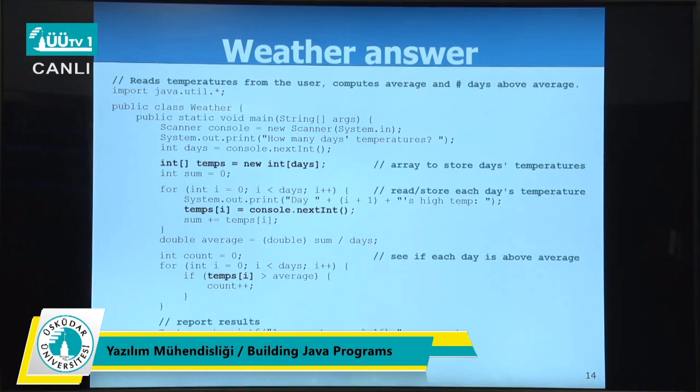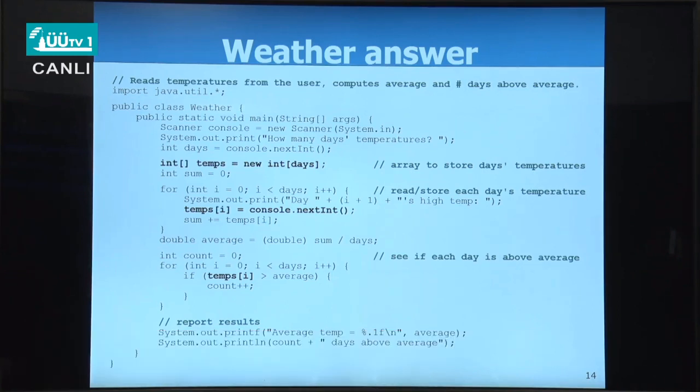See, at the very beginning, we define our console object, as we are going to request the user to give us the number of days and the temperatures. So the first thing we do, we define the console. Then we print a message on the screen saying, how many days' temperatures would you like to enter. At this point, the user has to provide a value, how many days.